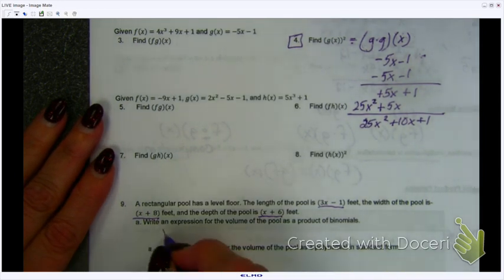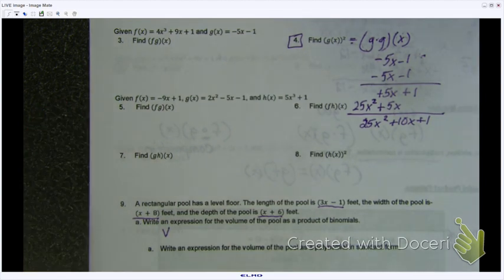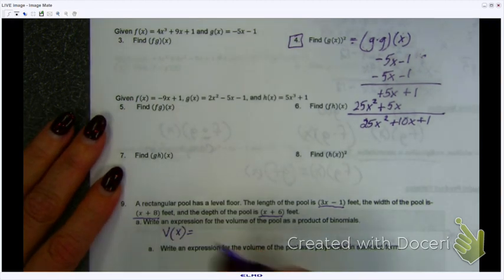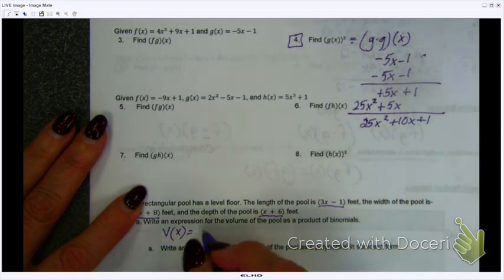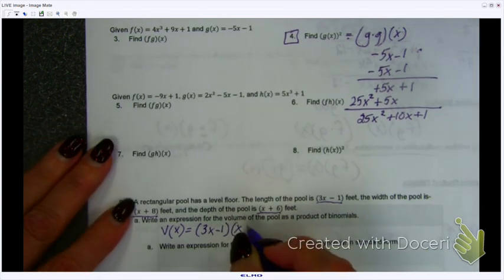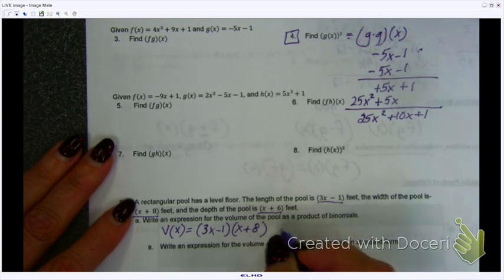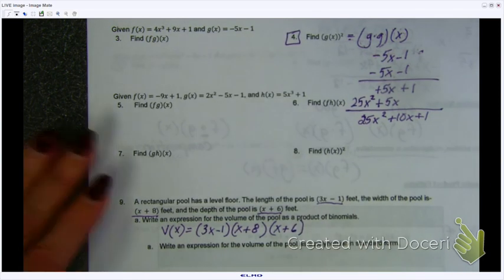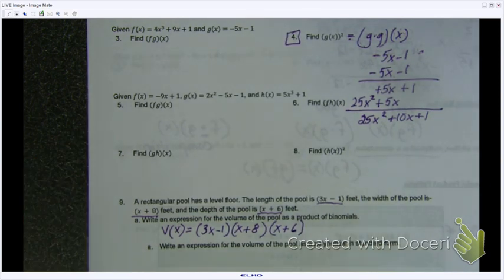So how do you get volume? Volume is what? Length times width times height, but in this case depth, right? So the volume related to x is the length, 3x minus 1, times the width, x plus 8, times the depth, x plus 6. Now remember that multiplication is commutative, so you can do these in any order.